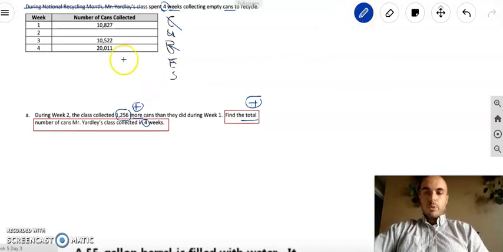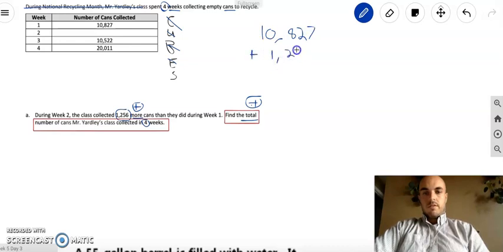Now let's solve. So first we need to find out what week 2 had in store for us here. So 1,256 more cans than week 1. So week 1 is 10,827 plus 1,256. 7 plus 6 is 13. Carry the 1. 1 plus 2 is 3, plus 5 is 8. 8 plus 2 is 10. Carry the 1. 1 plus 0 is 1, plus 1 is 2. Carry down the 1. 12,083. I'm even going to type that in here, just on our chart, because I'm a big fan of charts. 12,083 cans.